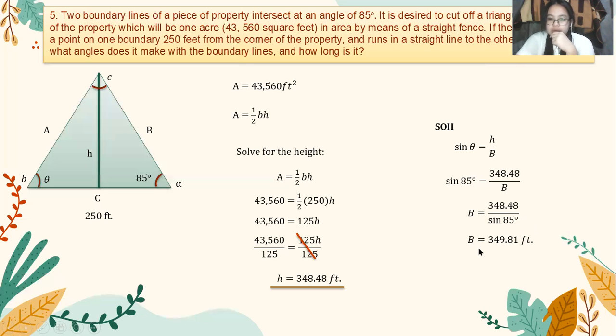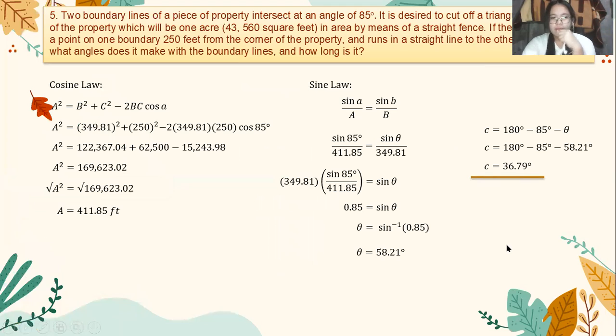If we divide them, we will get 349.81 feet. So our B here, or one of the boundary lines, has the length of 349.81 feet. Next, to get the other leg of a triangle, if it is not a right triangle, we will be using the cosine law, which is a squared is equal to b squared plus c squared minus 2 times b times c times cosine of your angle A. So we have a squared equals 349.81 squared plus 250 squared minus 2 times 349.81 times 250 times cosine 85 degrees.